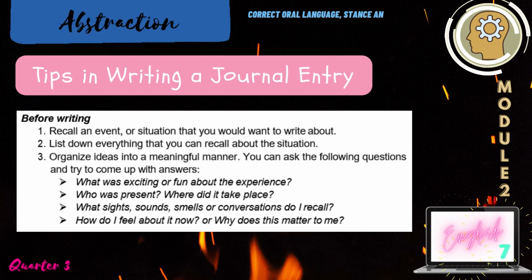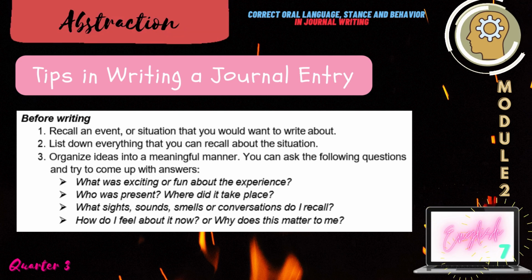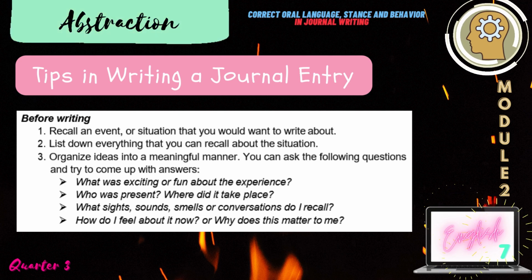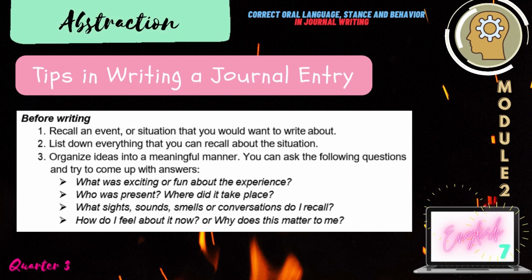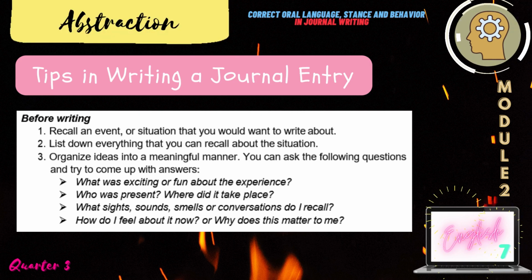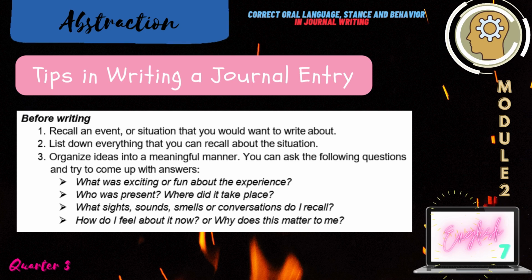Now, tips in writing a journal entry. To get you started to write, choose a regular time to write, okay? Be it early in the morning or late in the evening. Find a quiet and comfortable place to write. Try to write often and at least 5 to 10 minutes at a time. Just keep on writing. Make sure your handwriting is legible.